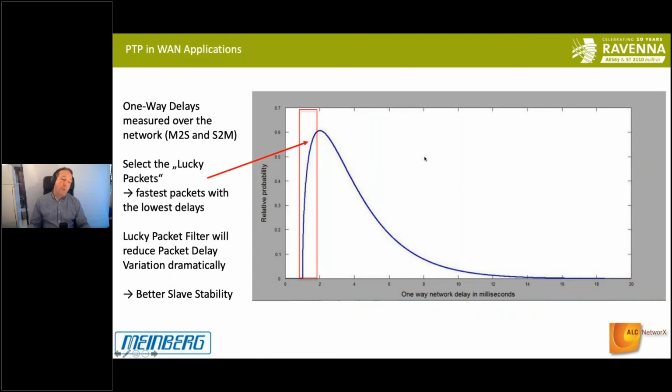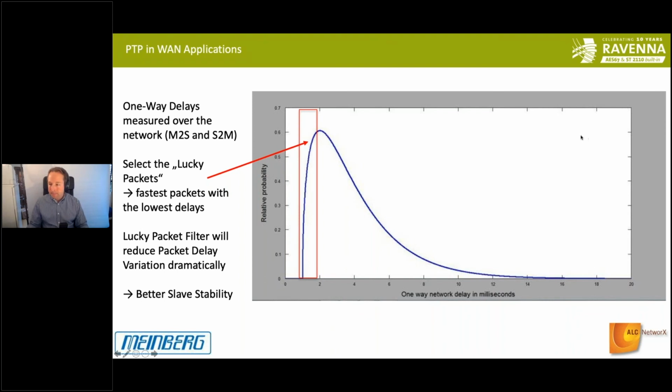So what do you do now when you receive all these PTP packets? First of all, you analyze them. You get all the sync messages and you receive all the delay response messages at the slave, and then you just collect them for a couple of seconds and order them according to their one-way delays. So the master to slave delay and the slave to master delay. So you would select the so-called lucky packets, which are in fact the fastest packets with the lowest delays, and only use them and throw everything else away.